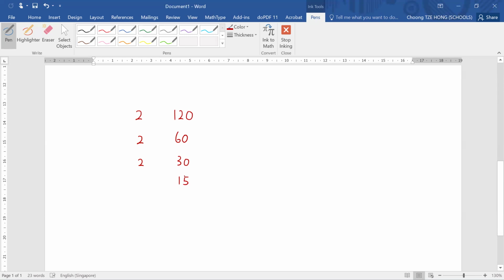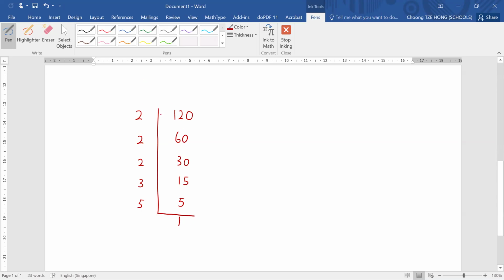Now 15 is an odd number, so we'll think of another prime number to divide by. We can divide by 3, so we end up with 5. Then we divide by 5, and we end up with 1. Always remember the entire process will stop the moment we end up with a 1.